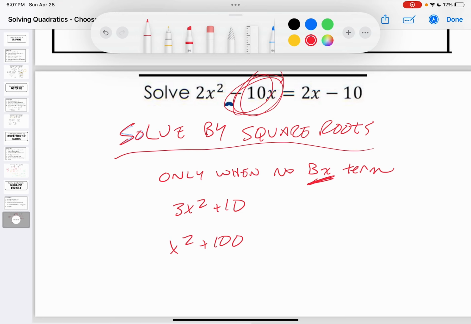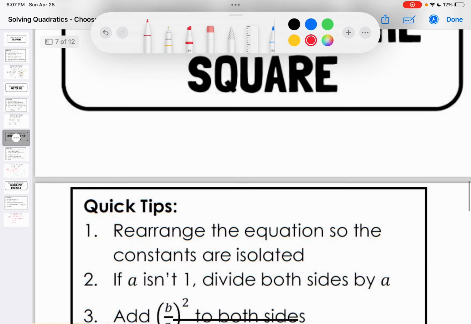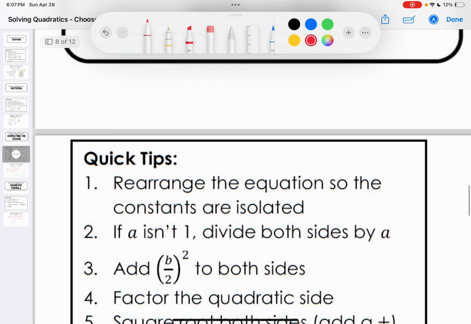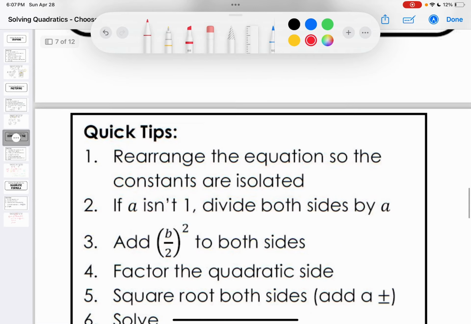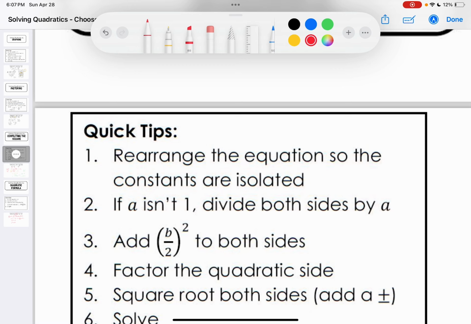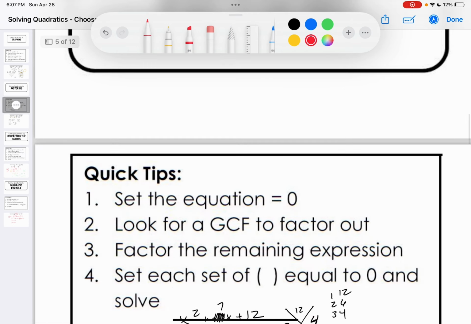So hopefully that helps work through some of these. Again, the quadratic formula we can use on every problem if you get comfortable with it. Completing the square, again, is really nice if the a value is 1. If it isn't 1, you've got to divide everything out, and that doesn't always work out nicely. Factoring is really nice, again, if the a value is 1, if it is factorable. And again, not every problem is factorable. So hope that helps a little bit as we start to practice those.